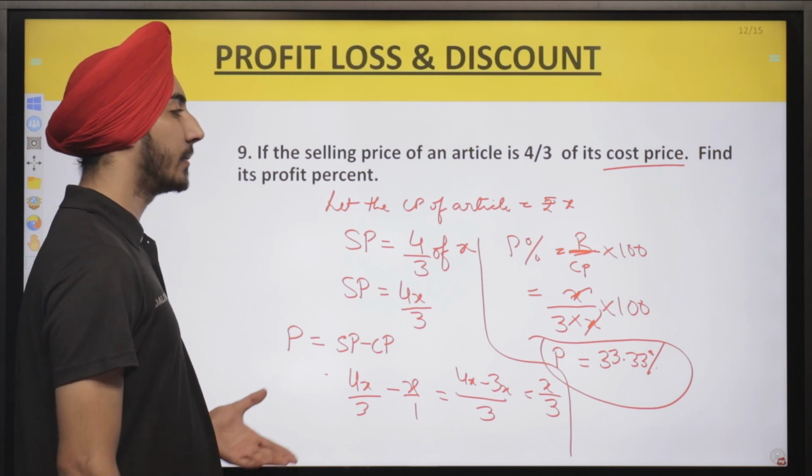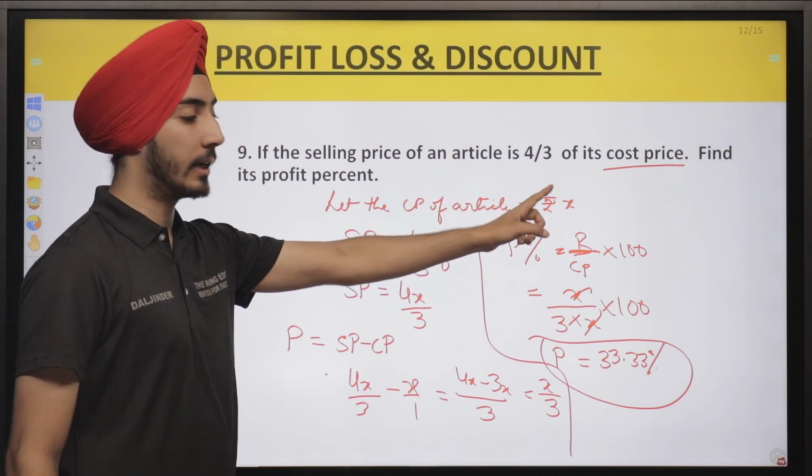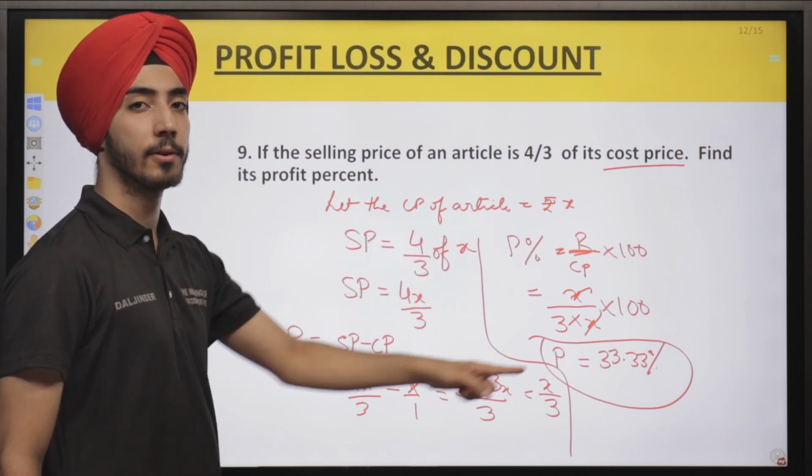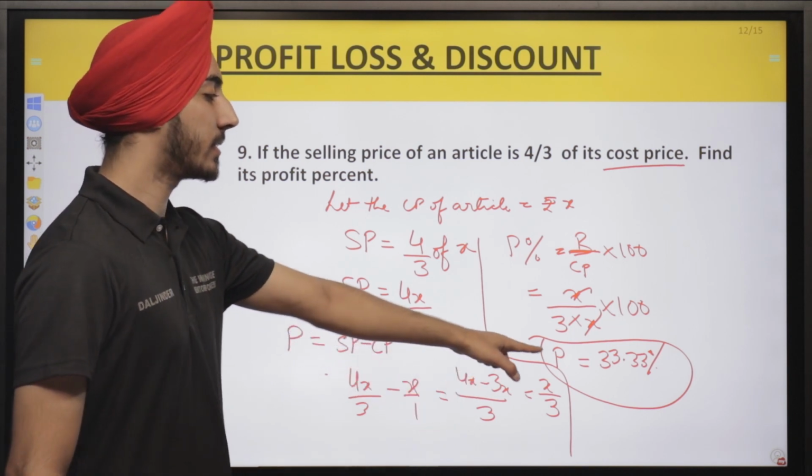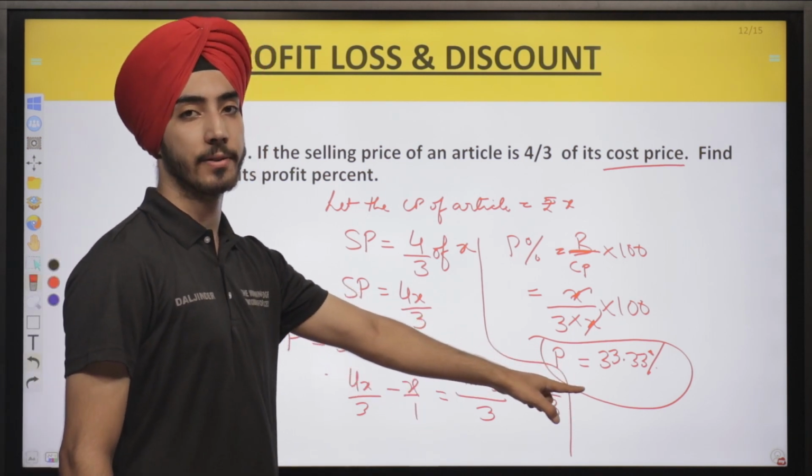You can also do it by the method of taking cost price equal to rupees 100. That would also give you the same answer as 33.33. And you can even write down your answer in the form of a mixed fraction.